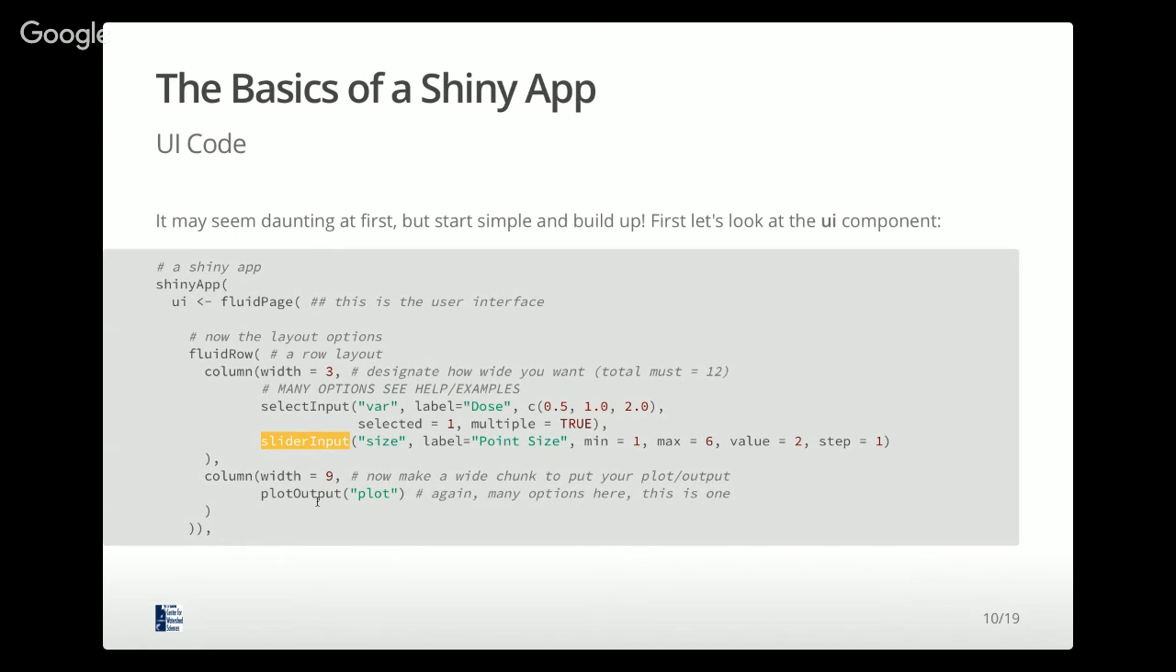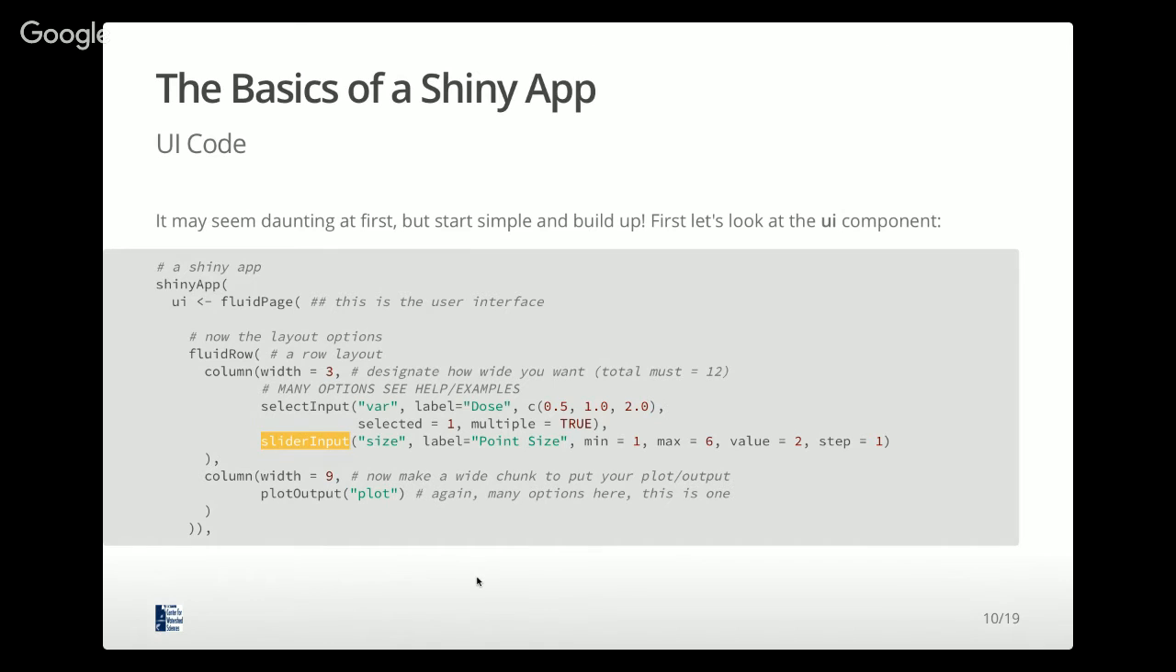And then, remember, that's our first column. It's three units wide. Then the next column is going to be our actual plot. And that plot is going to be, the width is 9. And so that equals 12 total. And all it is is plotOutput plot, and I could name this whatever I want. And you'll see these things named here, this var, size, and plot, are the important variables that you're going to look for in the server side. So that's what we're going to use in the server side.